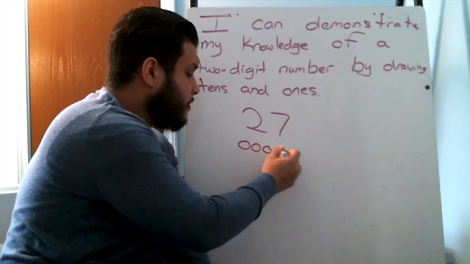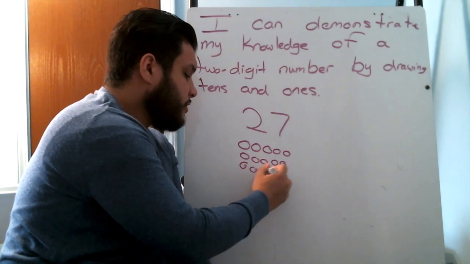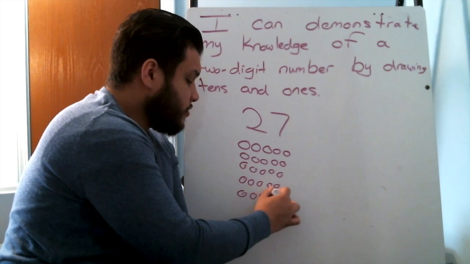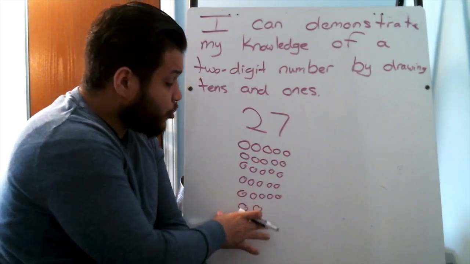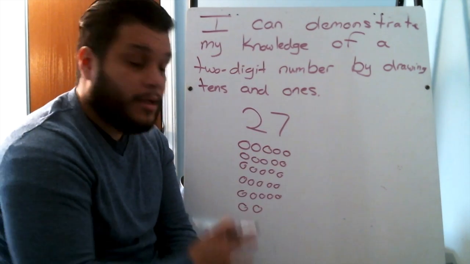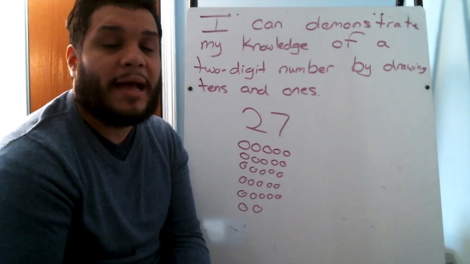If I wanted to draw the number 27, if I went around and drew my counters, 1, 2, 3, 4, 5, 6, 7, 8, 9, 10, 11, 12, 13, 14, 15, 16, 17, 18, 19, 20, 21, 22, 23, 24, 25, 26, 27. I drew 27 counters to show the number 27. This is 27 and this is 27. It is the same value.